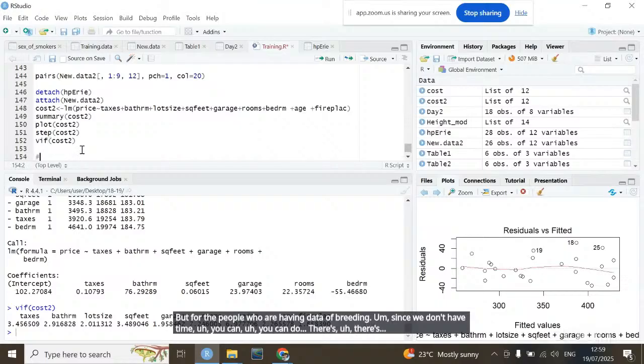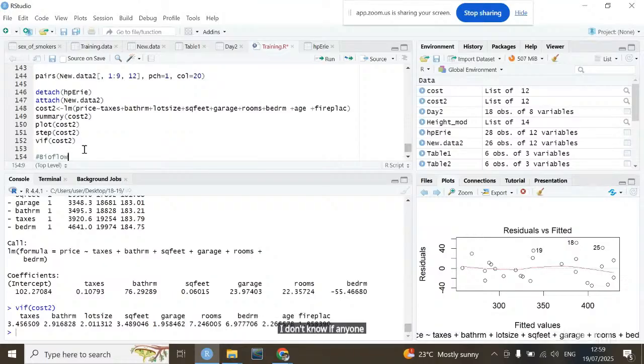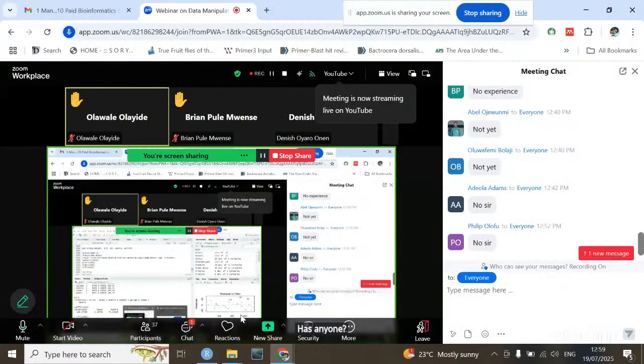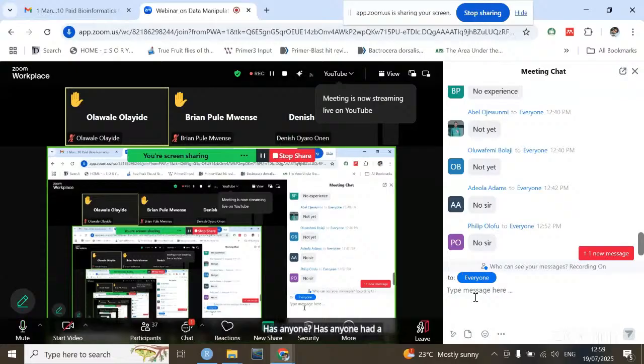you can do what is called bioflow. I don't know if anyone has heard of it. Has anyone heard of bioflow? You can just type yes or no.